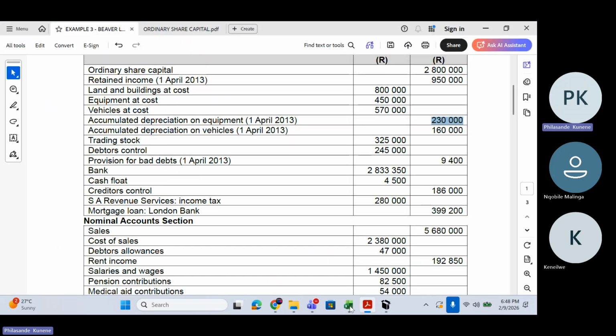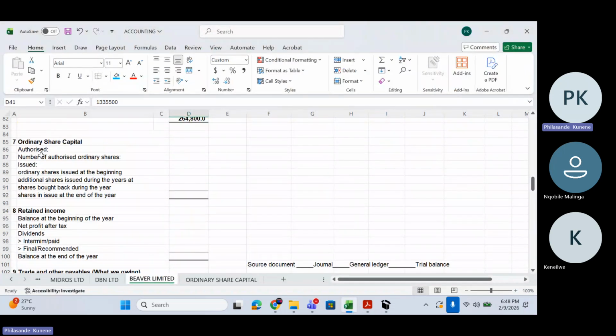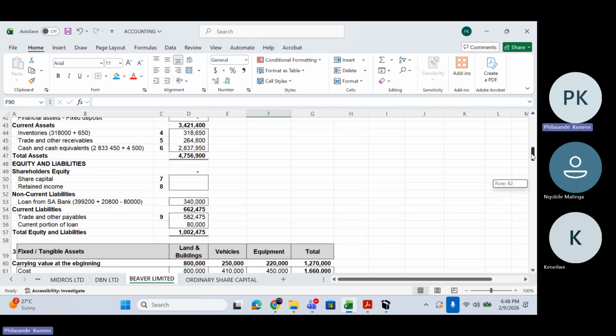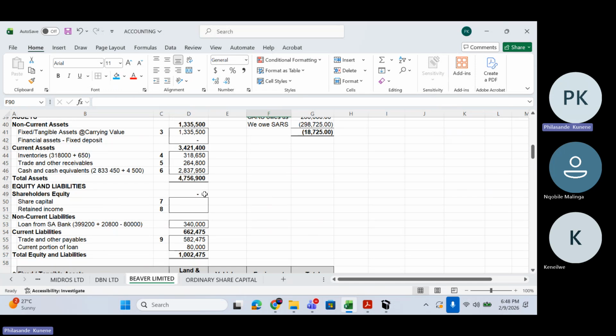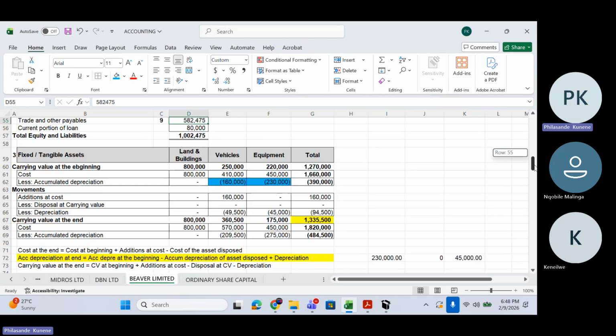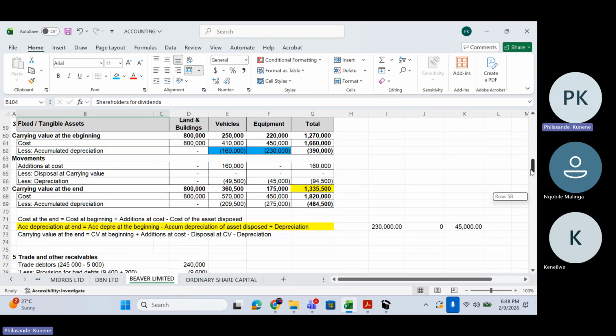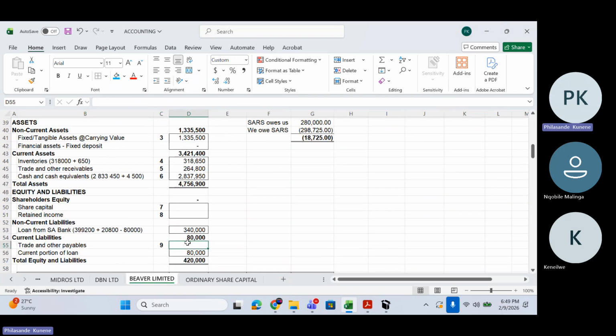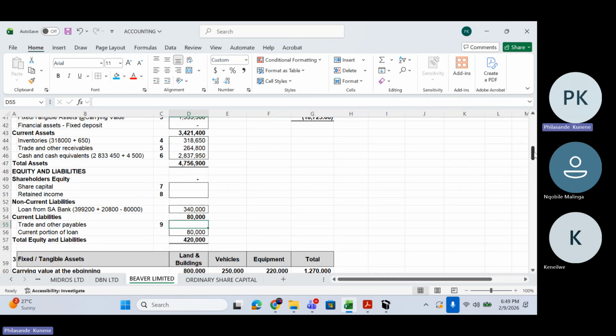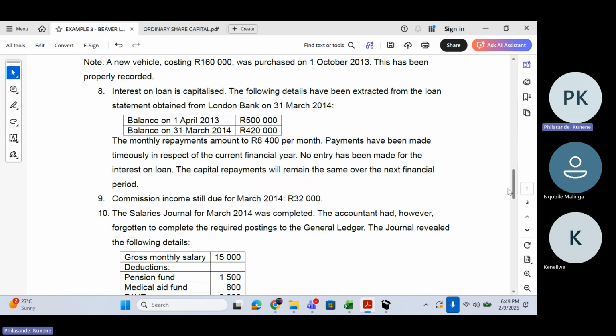Nothing else. But what I want us to do now is the ordinary share capital note and the retained income note. These are the two notes that I want us to work on so that we can complete our balance sheet now. For our balance sheet, we only need share capital, retained income, and the trade and other payables as well. We needed to get the total somewhere here. We needed the shareholders for dividends that we needed to put here. And then probably this amount should come out here. We're going to put it once we're done with the note. That's the only things we're going to look at now, and then we finalize everything there.